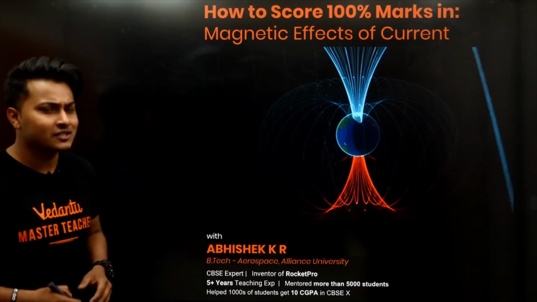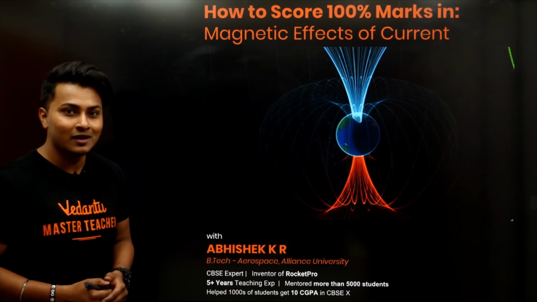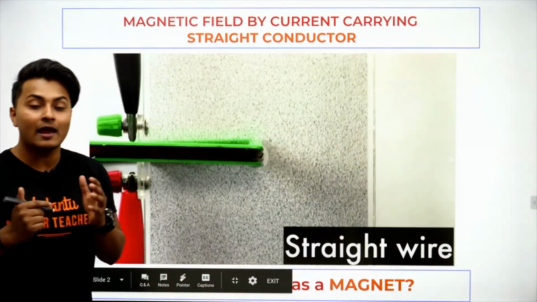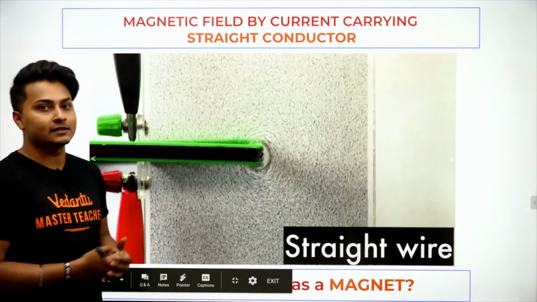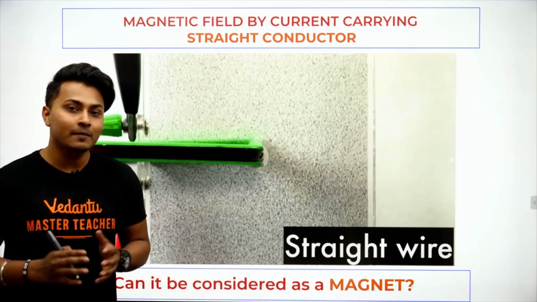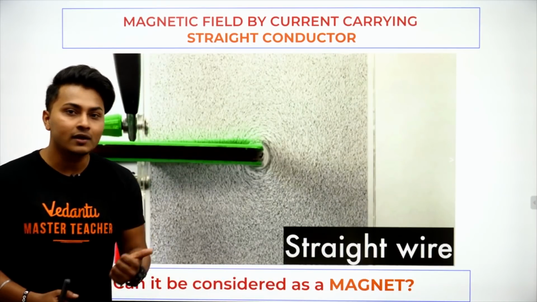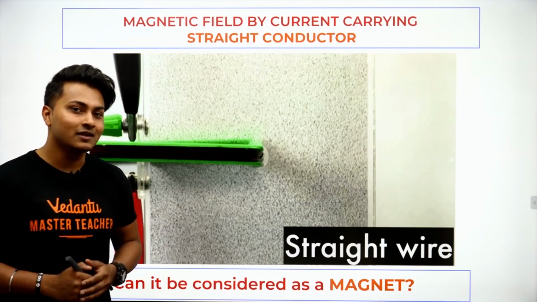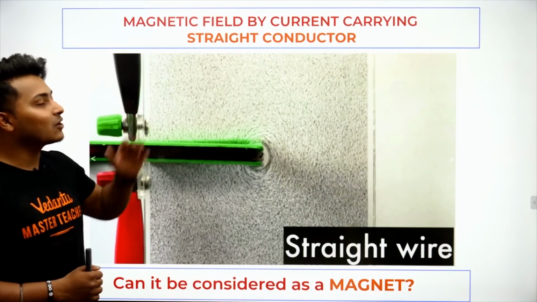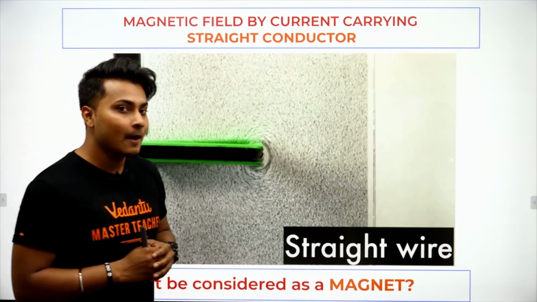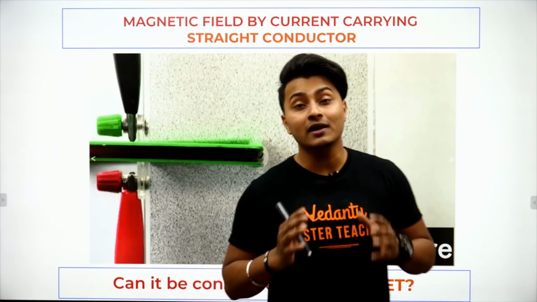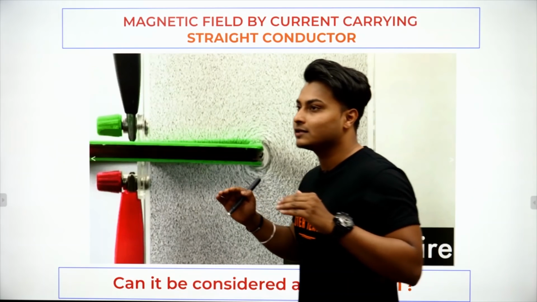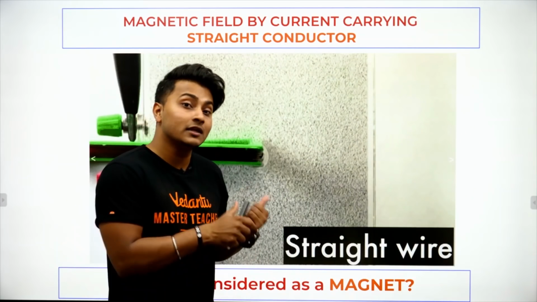A very interesting concept which many of you have a problem with. So I thought, why not take it up? The topic we got a lot of requests for was: please explain the concept of current carrying straight conductors, circular loop and solenoid. So today, for session 3, let's go for the concept: what is the magnetic field by a current carrying straight conductor? That's the question of today, and we'll try to prove in all the ways how to get the perfect score in this question.